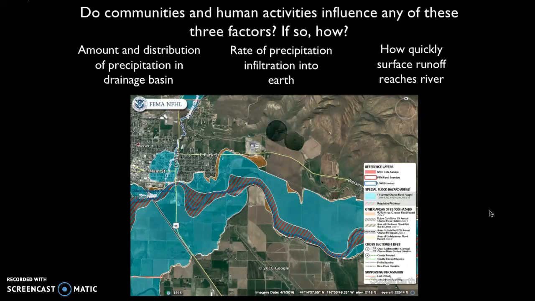We may also diverge it based on the boulders that we place nearby, or the buildings that we place nearby. We might change that course, and hence how quickly the runoff at a specific location is going to reach the river overall. So you bet we do influence those three factors that in turn influence the potential for flooding.